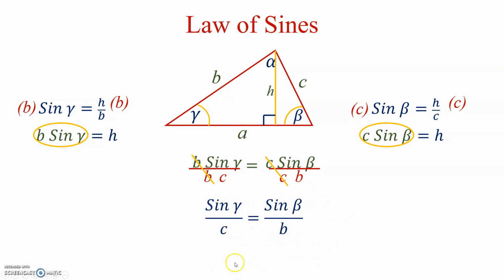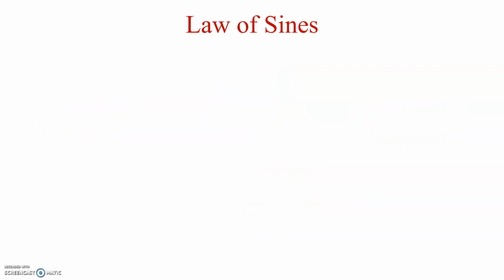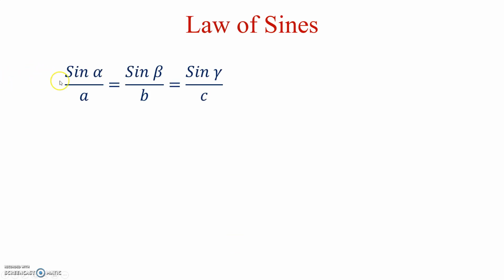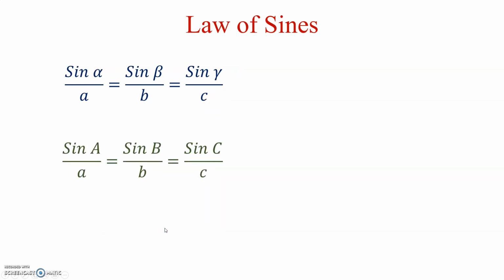Which means if I've got three angles, I could also presume that sine of angle alpha over A is also equal to these two ratios. So what we've created is the law of sines. The law of sines says the ratio of the sine of one angle to its opposite side is equal to the ratio of the sine of the second angle over its side, which is also equal to the sine of the third angle. If I was to use the non-Greek symbols, it would simply say sine A over A equals sine B over B, which is equal to sine C over C.